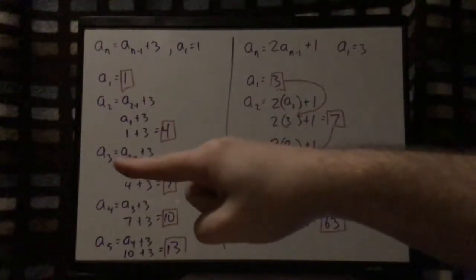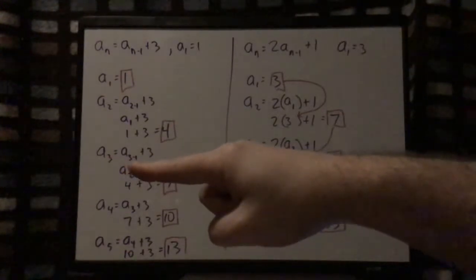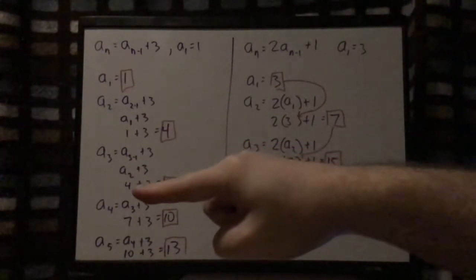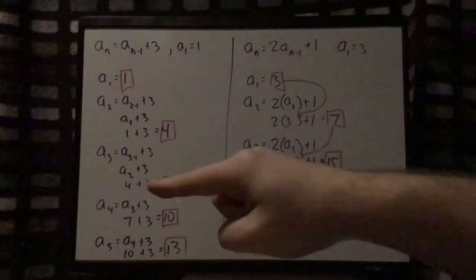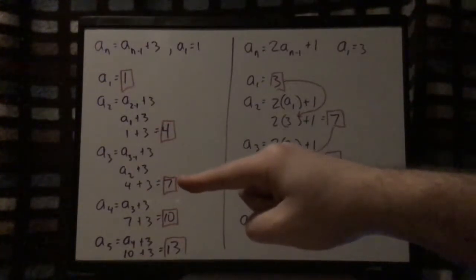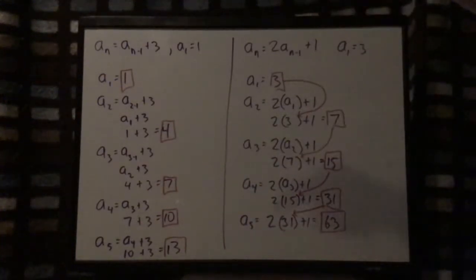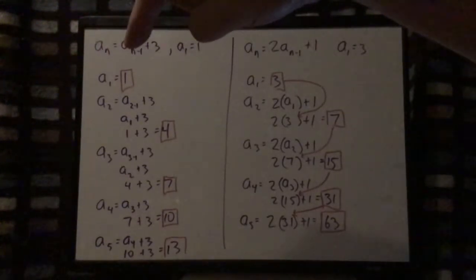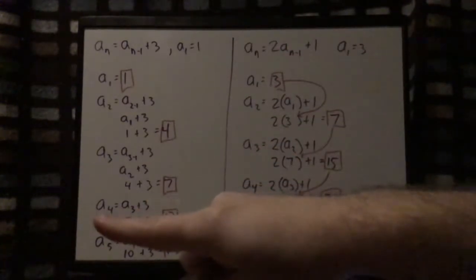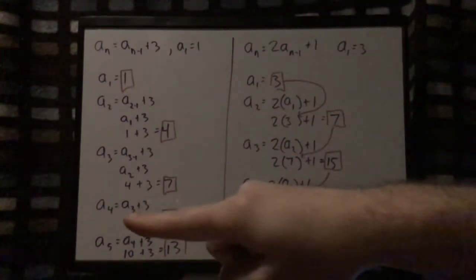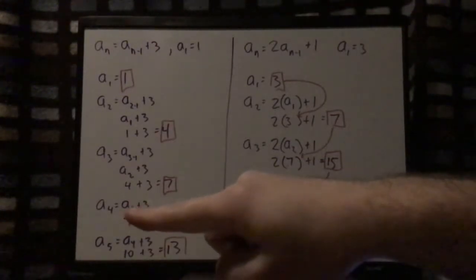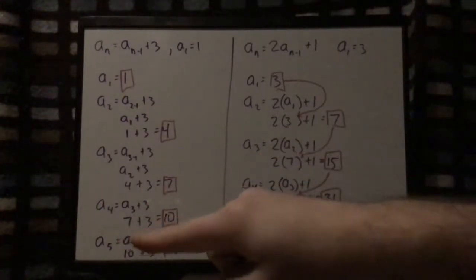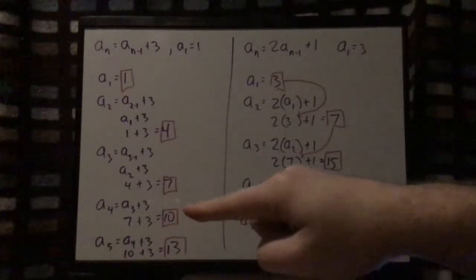Then, how do I get a sub 3? Well, I need to take 3 minus 1 in the counter. That's the second term, and the second term was 4. So 4 plus 3 gives me 7. And now I keep going. Basically, what this notation means is the way I get a term is to take the term before it. So notice for a sub 4, I basically need the term before it, a sub 4 minus 1, or a sub 3. So I didn't write it this time. A sub 4, I need a sub 3. A sub 3 I know is 7. It becomes 10.